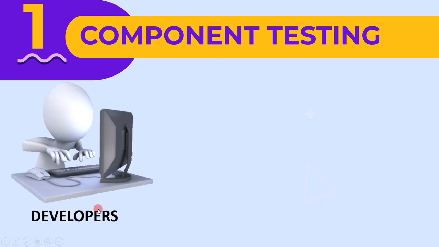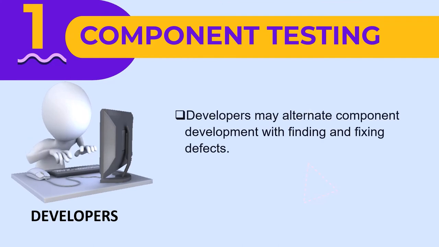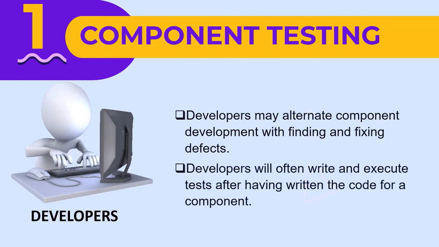Component testing is usually performed by the developer who wrote the code, but it at least requires access to the code being tested. Developers may alternate component development with finding and fixing defects. Developers will often write and execute tests after having written the code for a component.